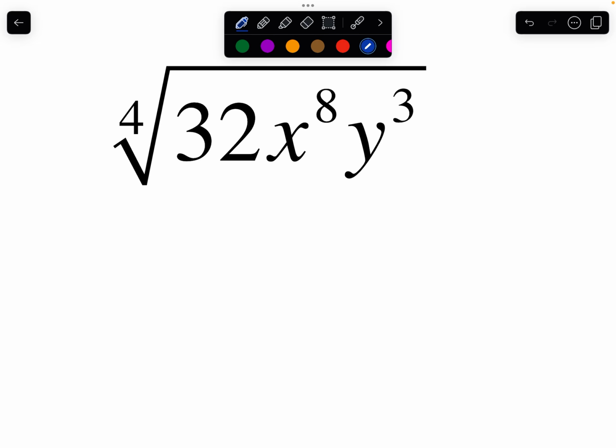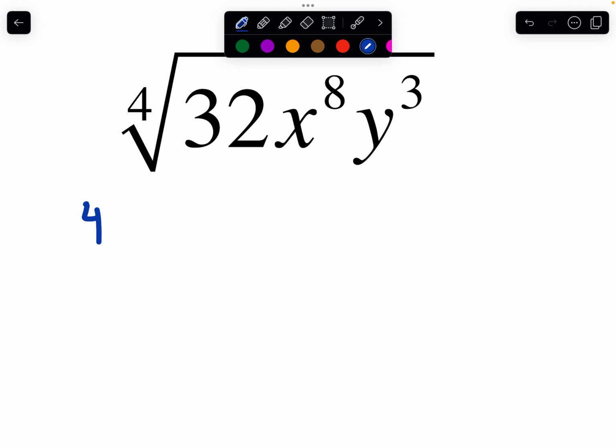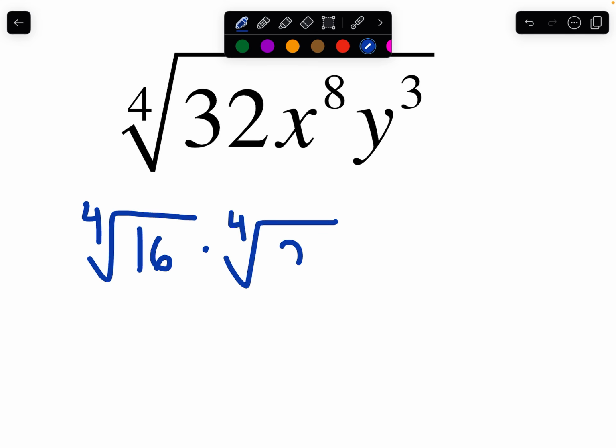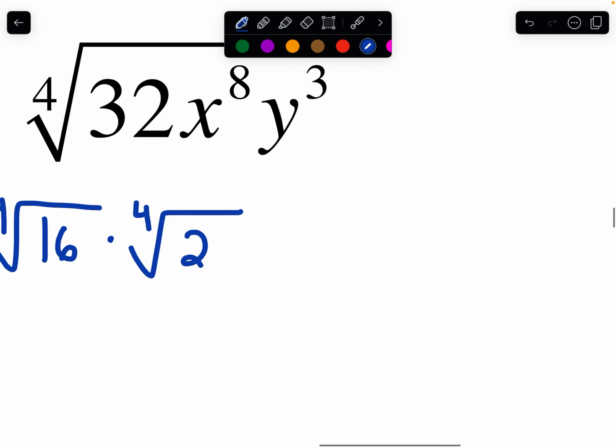32 itself is not a perfect, quote-unquote, fourth, so the idea is to split up 32 into 2 factors such that one of those factors does have a whole number fourth root. I'll worry about the x and the y in a moment here. So I go back to my list of perfect fourths, and I try to find one that factors into 32 perfectly. And 16 fits that. And 16 times 2 is 32.